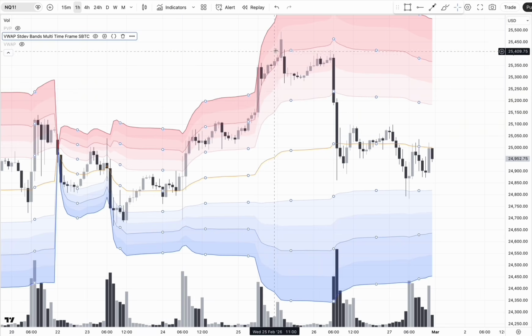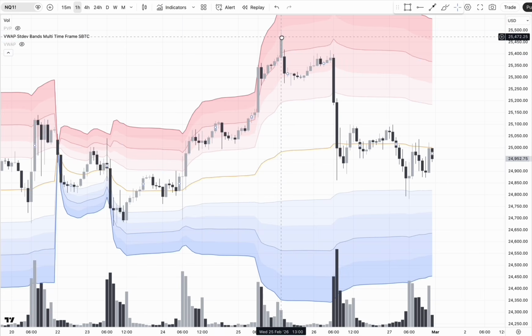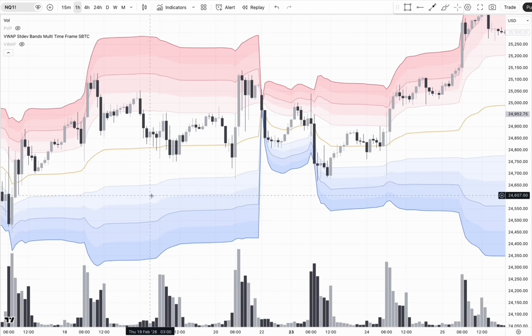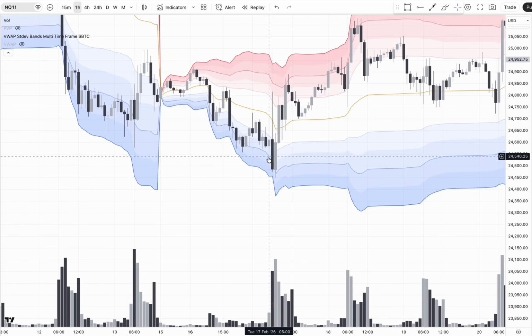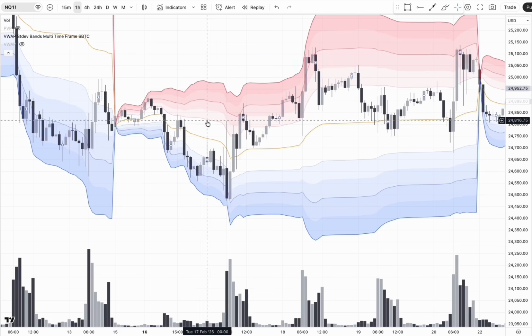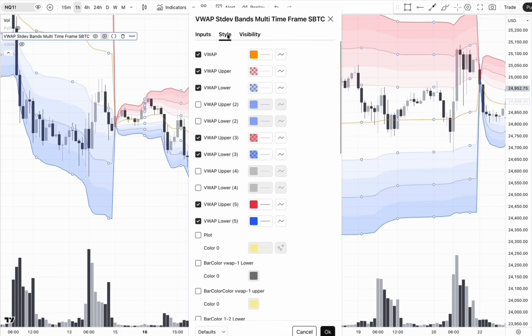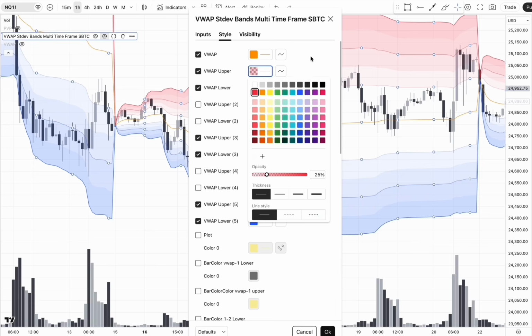The purpose of the bands for me is that they show if the asset is a little bit overextended to the upside or if it's overextended to the downside, just like here. And again, you can color these any way you want to. If you want to make these red and then these green, that's fine. You can change that by going into style and then choosing the color.